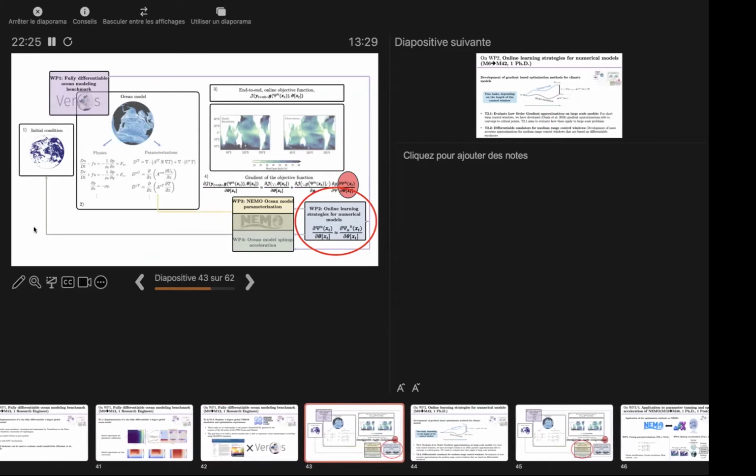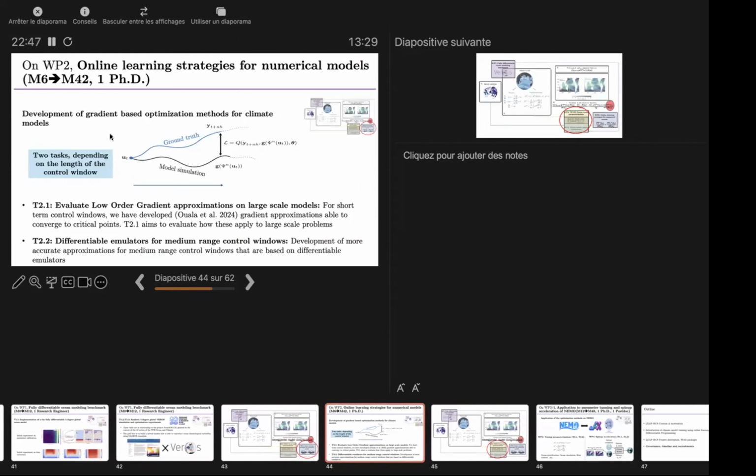Now, the fully differentiable global ocean configuration of work package number 1 will be fed into work package number 2 to design gradient approximations that allow us to solve the online learning problem, taking into account the fact that we cannot differentiate the numerical models.